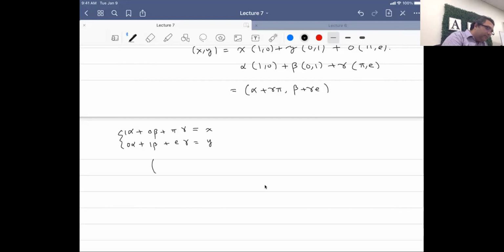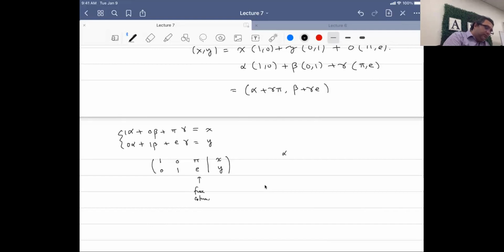So what's the augmented matrix? 1, 0, pi, and then 0, 1, e. This system is already in echelon form, and it's already even in reduced row echelon form. So thinking about making the solutions, this is the free column, so gamma could be any arbitrary real number. So how do you solve this?